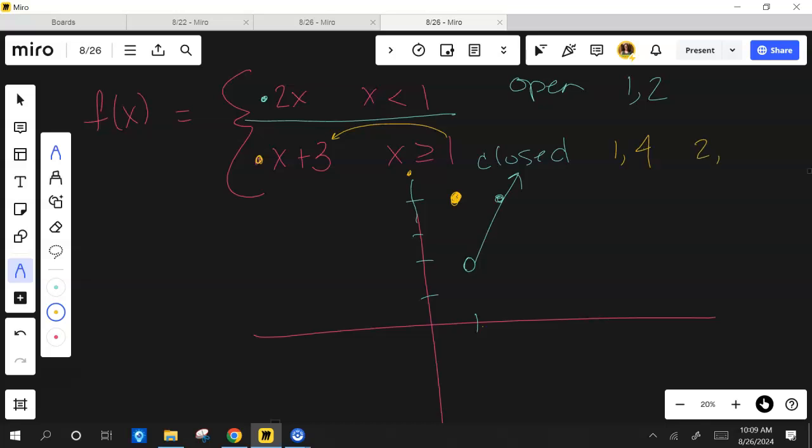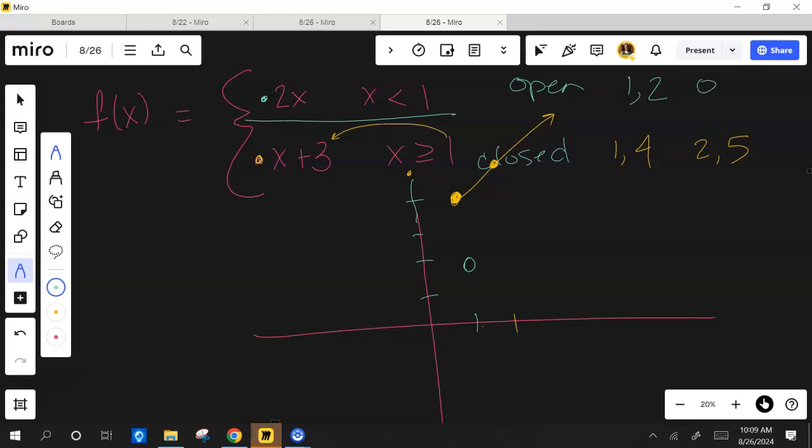If I plug in 2, what do you get? 5. Same kind of concept. I'm still doing the same kind of thing. Oh, no, wait. We did the first one wrong. Why is the first one wrong? I got to go down instead because it's less than. I was distracted over there at my desk.